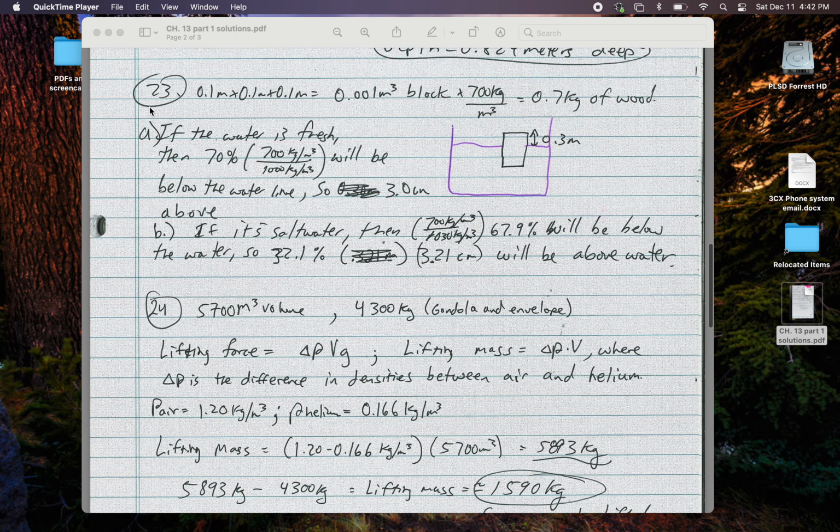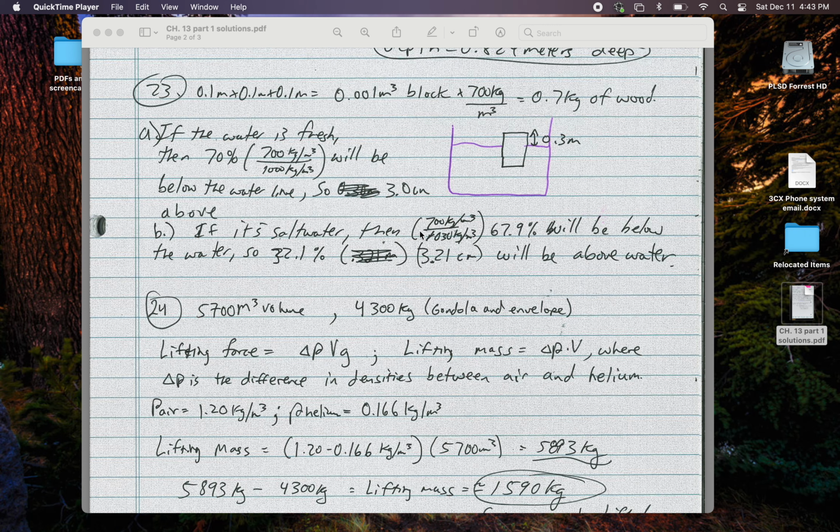For problem 23, you had a block of 10 by 10 by 10 centimeters, so that's 0.001 cubic meters. Notice, again, I'm converting it into standard units right away. And it was wood with the density that was given, so that's 0.7 kilograms of wood. And if the water was fresh, then if its density is 70% that of water, then 70% will be below the water line and 30% will be above, so 3.0 centimeters above the water line.